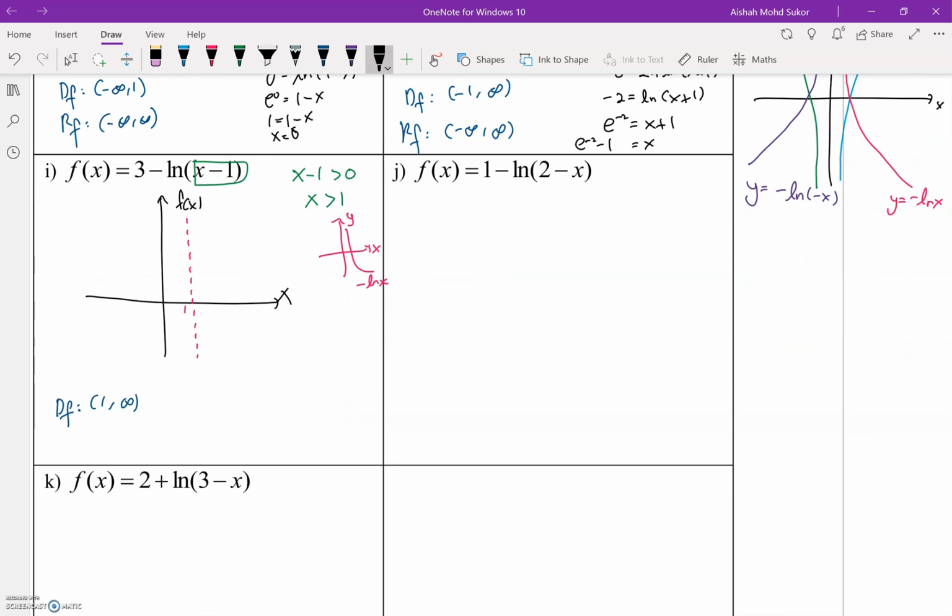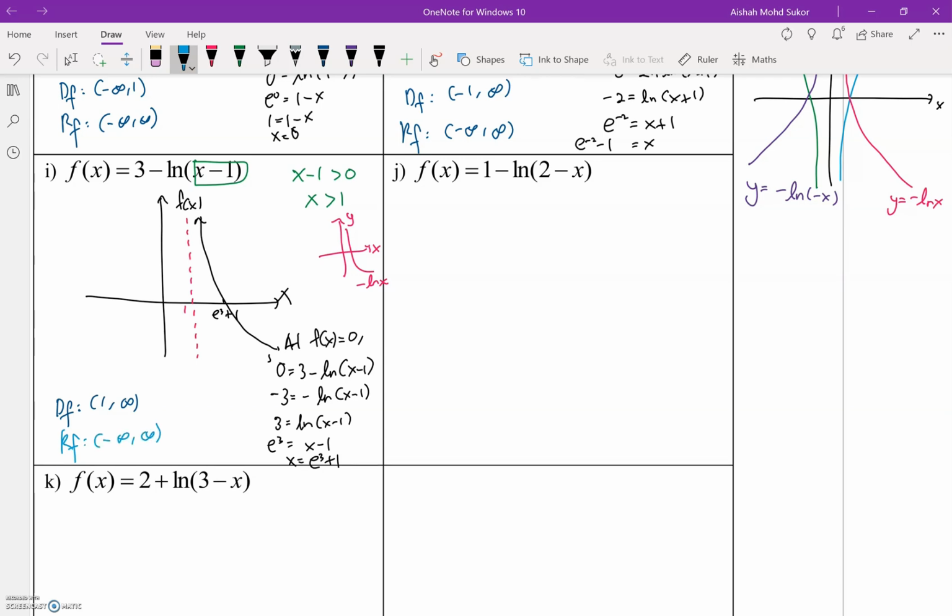To find the intersection at f(x) equal to 0, 0 is 3 minus ln(x minus 1), negative 3 is equal to negative ln(x minus 1). So 3 is equal to ln(x minus 1), e^3 is equal to x minus 1, x is equal to e^3 plus 1. So this is e^3 plus 1, so our graph will be like this. So our range will be negative infinity to infinity. Try to do J and K.